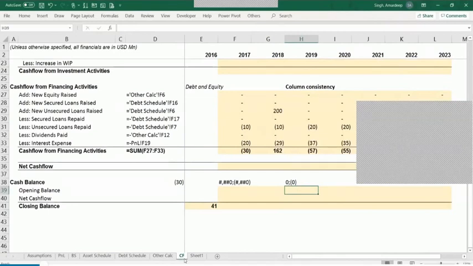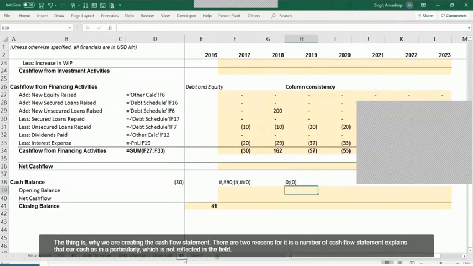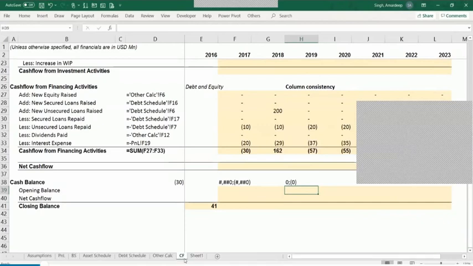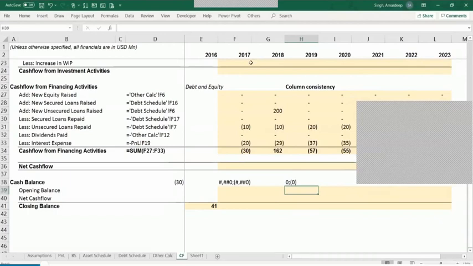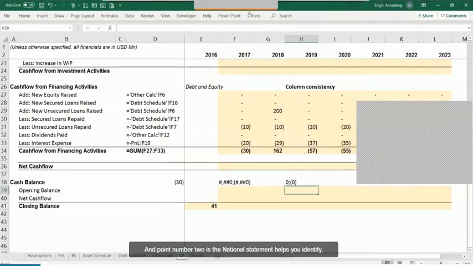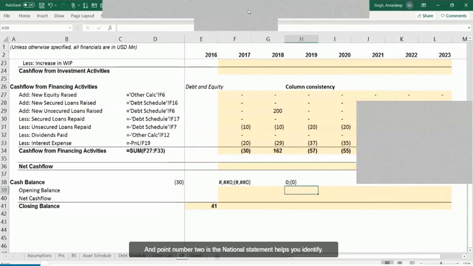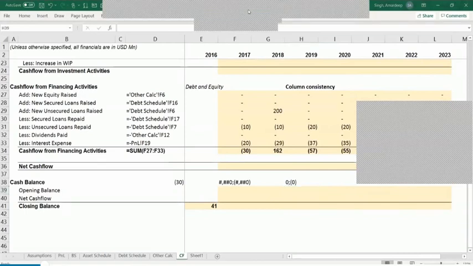See, the thing is why we are creating the cash flow statement. There are two reasons for it. Reason number one, cash flow statement explains how our cash has moved in a particular year, which is not reflected in the P&L. So if you have generated some profit, then the P&L doesn't explain how a particular cash has been generated in a particular period. So this statement explains that fact. That's point number one. And point number two is the cash flow statement helps you to identify if there is an error in the financial model.